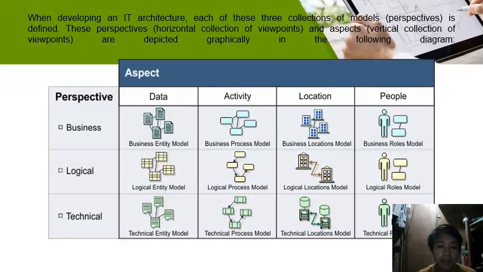Tari na ito makita sa business ang activity in a business is a business process model. Then sa logical ang activity is logical process model. Nadyo na siya di bali their process means their activity. And in locations, there are technical locations, technical process, logical roles model, and ano siya atong makita sa architectural viewpoint.